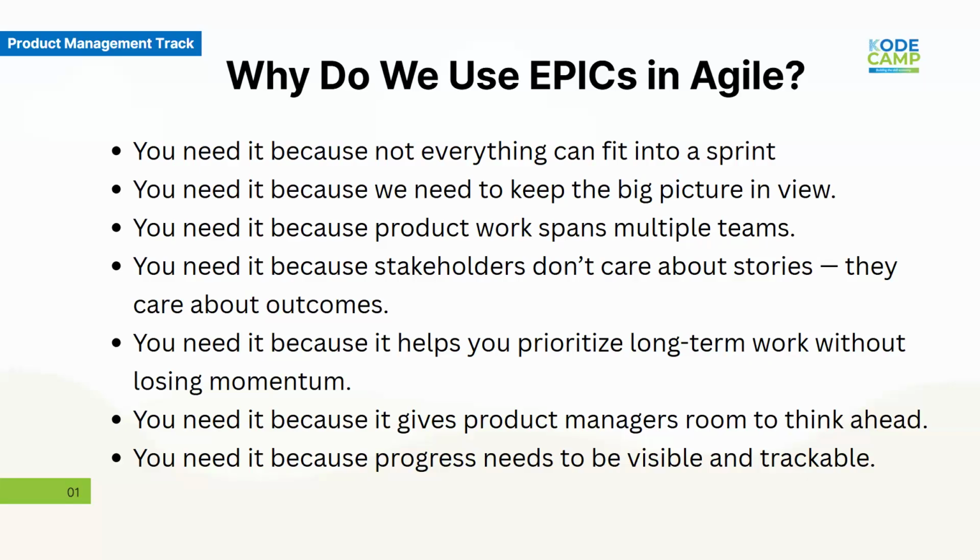Now, the third one is why do we use Epic in Agile? We use Epic in Agile because product work spans multiple teams. You might have front-end developers, back-end, designers, DevOps, QA, even marketing, or sometimes the legal team involved in a single feature. Trying to manage all of that through individual user stories scattered around sprints, you could lose your mind, right?